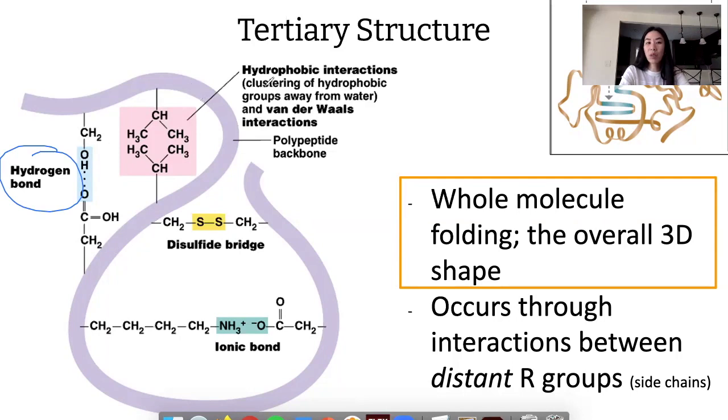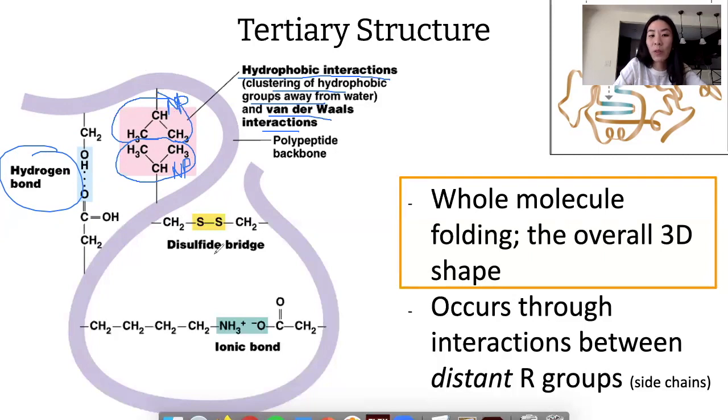Another type of attraction would be a hydrophobic interaction. The definition of this is clustering of hydrophobic groups away from water, and also van der Waals interactions. So if you notice these two amino acids, I'm not going to spend time looking it up, but this is one amino acid. This is another amino acid. But they're both non-polar. Remember, non-polar things want to be around other non-polar things, so they attract each other and they huddle up close. Okay, so this would be another attraction that could occur.